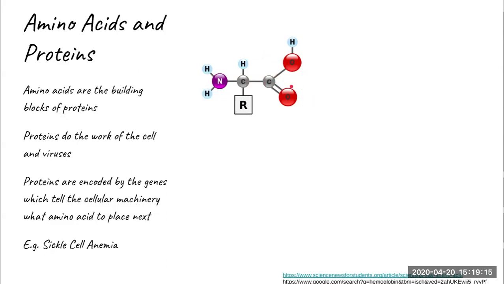These get strung together and they make up what we call a protein. The proteins do all of the work for the cell and viruses. These are encoded by the genetics, the genes of whatever organism we're talking about. Those genes tell the machinery of the cell which amino acid of the 20 amino acids to place next.